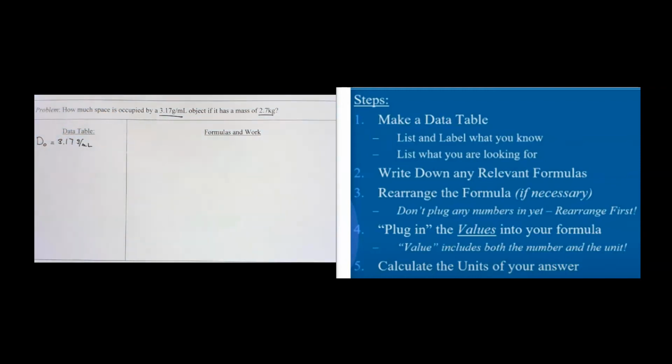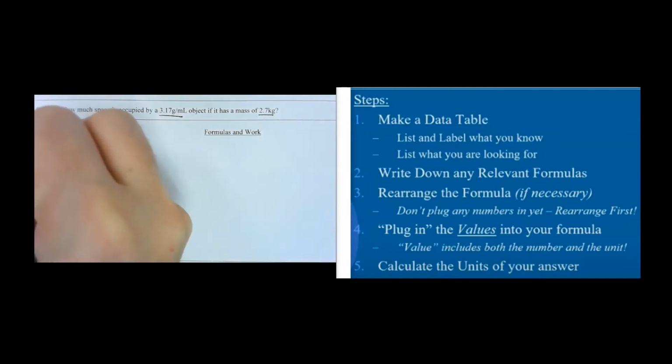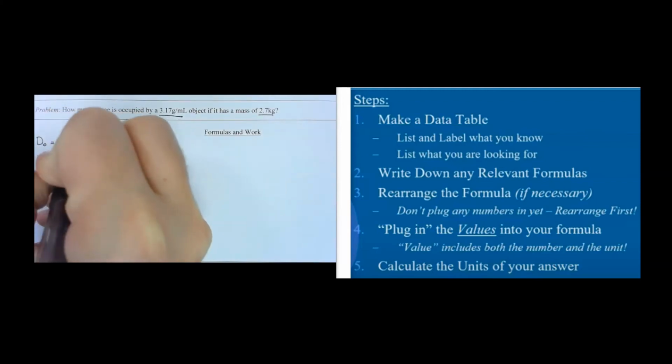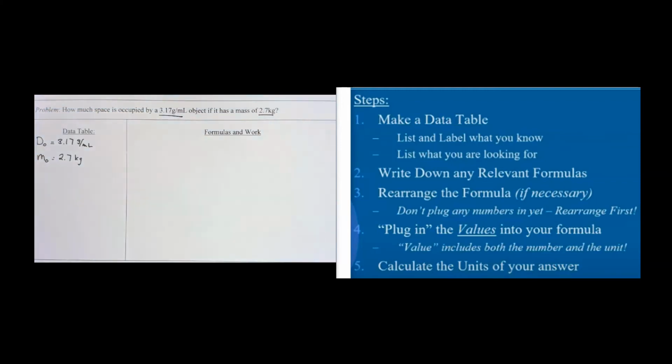So you should do the same thing. Notice how I have the capital D for density and the O for the object. That's important because sometimes we're not always going to have the same thing. You might have densities of two different items, so it might be density of item A or density of item B, right? Make sure that it is organized and labeled the right way. Something else that's given to us, we have a mass of 2.7 kilograms. So let's label that. Mass of the object, 2.7 kilograms.